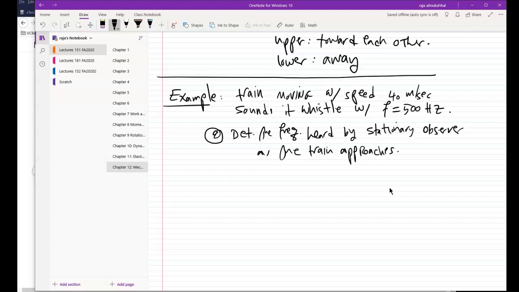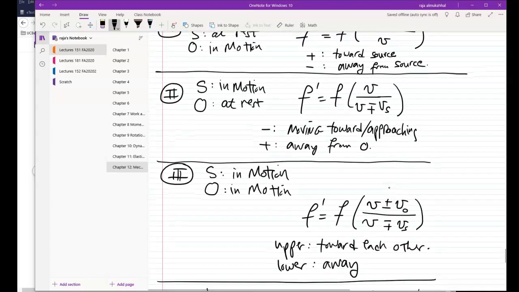Okay? So what do we have here, guys? Here we have the source in motion, the train, and the observer at rest, right? So we go back to the sheet of formulas, and we pick which one is that. Source in motion and observer at rest, which is right here. So we're going to use this one, and he said as it approaches you, so it's going to be approaching, so we're going to pick the minus sign.